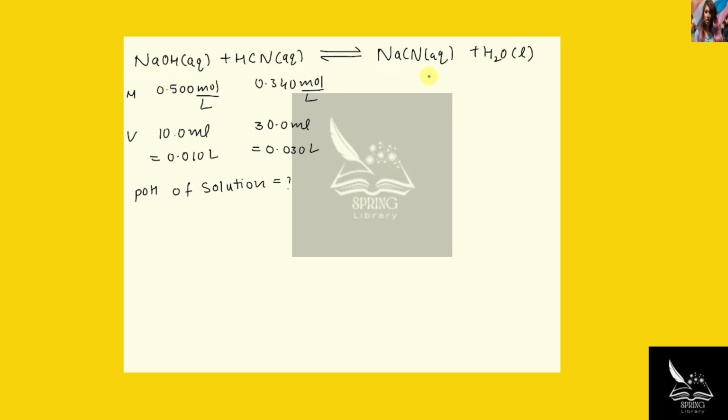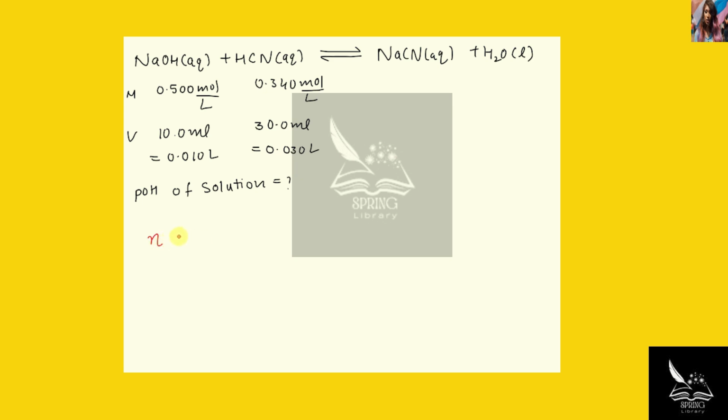Hi, in this question, we are given that NaOH is added to HCN solution and they react to produce NaCN and H2O. We are given the concentration and volume of both NaOH and HCN, and we are asked to calculate the pH of the solution.